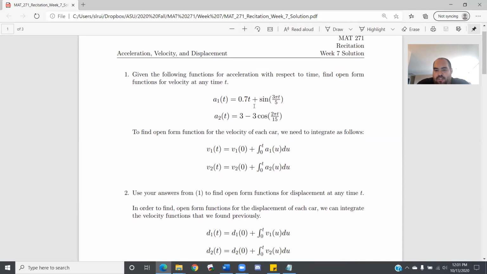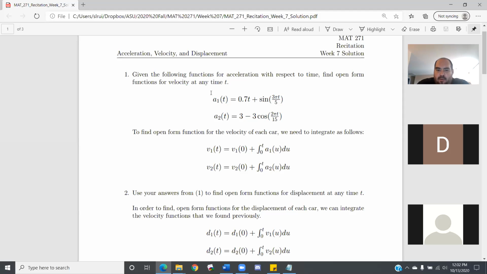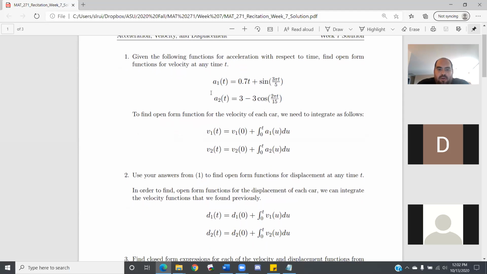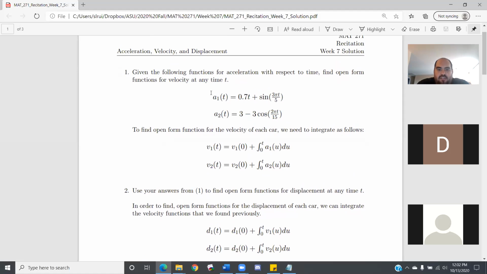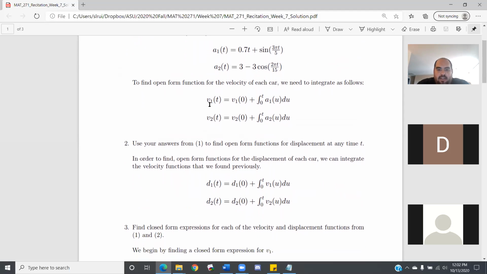First of all, can you all see what I'm sharing right now? Yes. Okay, good. So just to remind you all, we started off with these two acceleration expressions, and our primary goal was to get closed form expressions for the velocity of each car as well as the distance traveled by each car. So open form, I think most people did a pretty good job with.